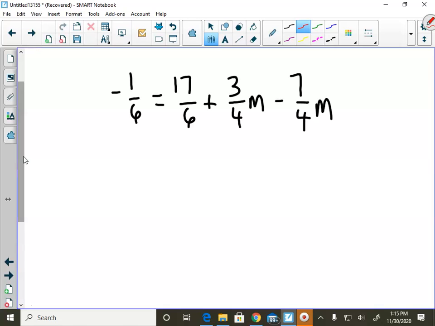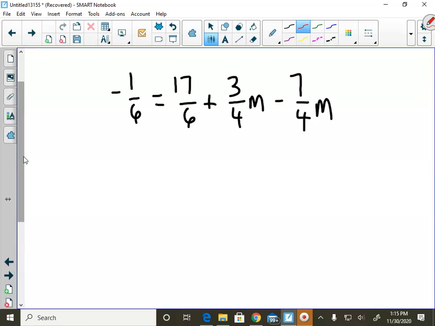Now, in this problem, there's only two different denominators. There's 6 and there's 4. Now, the lowest common denominator is going to be 12. But any common denominator will work. You can multiply 6 and 4 and use 24. That'll work. But remember, the lowest common denominator is going to actually make the number smaller and easier to work with. And all the lowest common denominator is, it's the smallest number that both your denominators go into evenly.